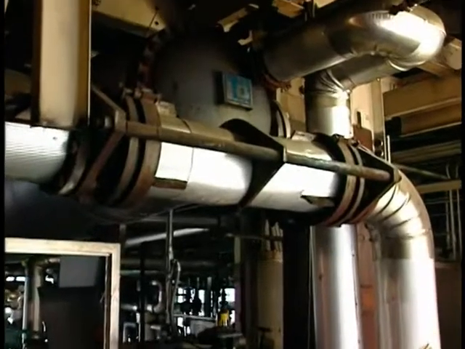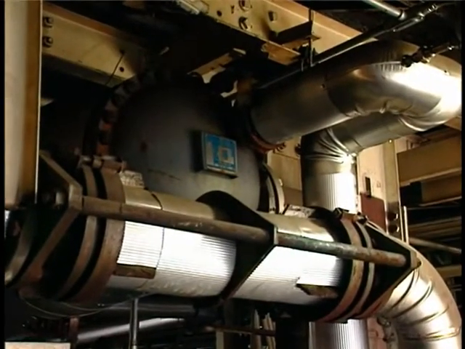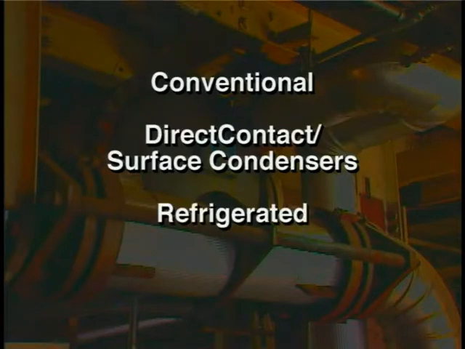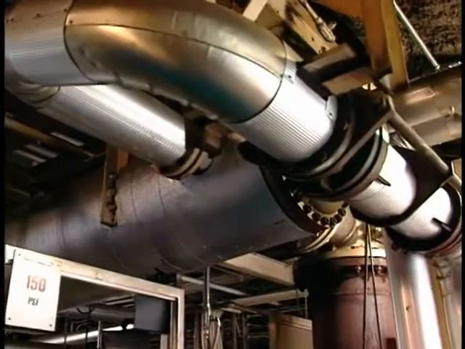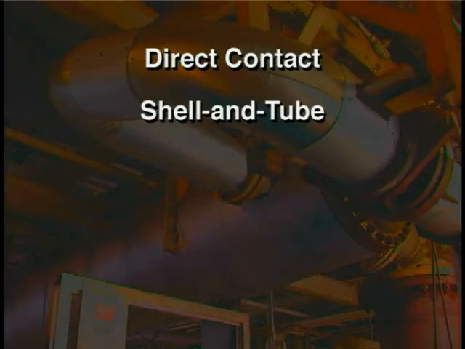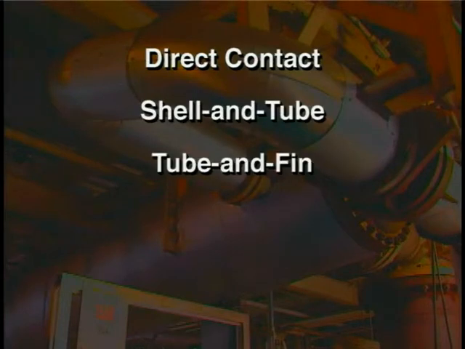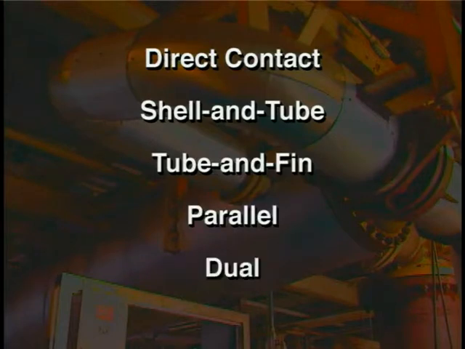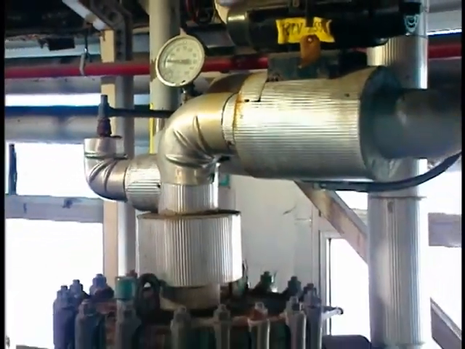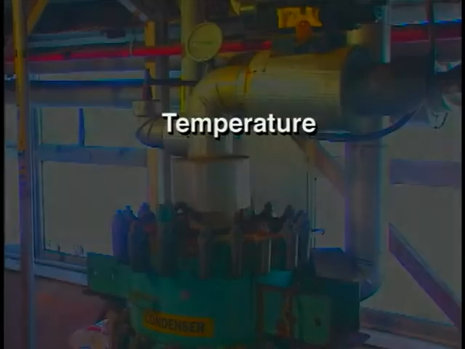To review, the common types of air pollution control condenser systems are conventional, both direct contact and surface condensers, refrigerated, and cryogenic. Condensers can have heat exchange methods such as direct contact heat exchangers, shell and tube heat exchangers, tube and fin heat exchangers, parallel heat exchangers, and dual heat exchangers. The capture efficiency a device has in changing gases to a liquid condensate is affected by temperature and vapor pressure.